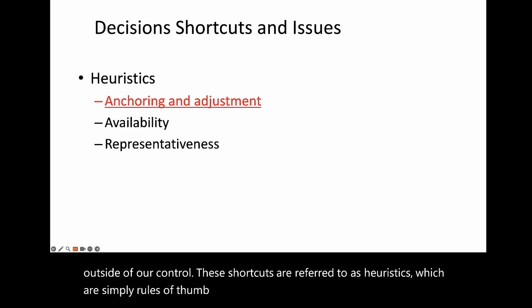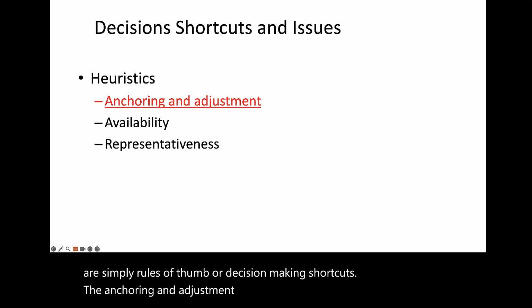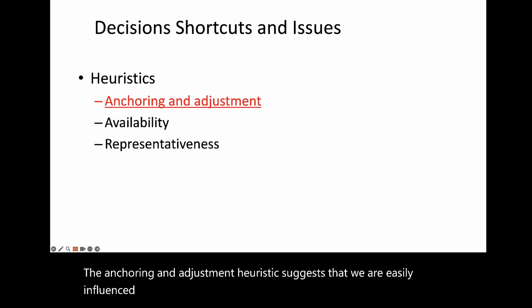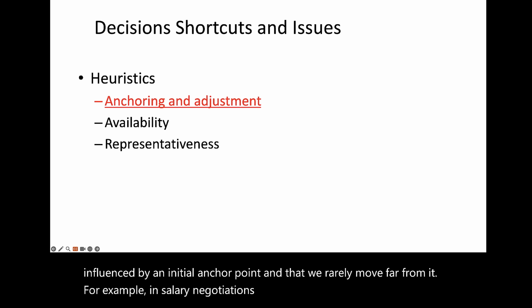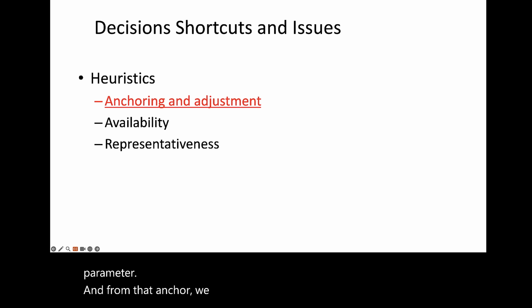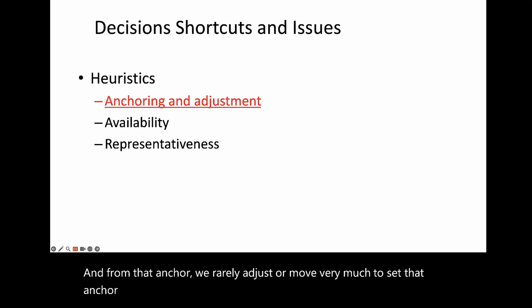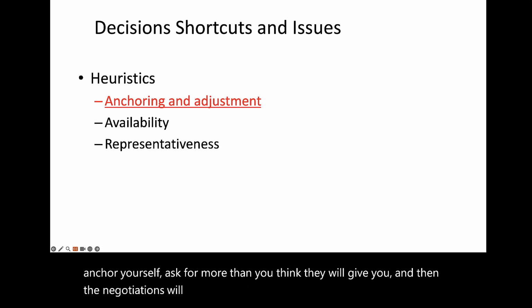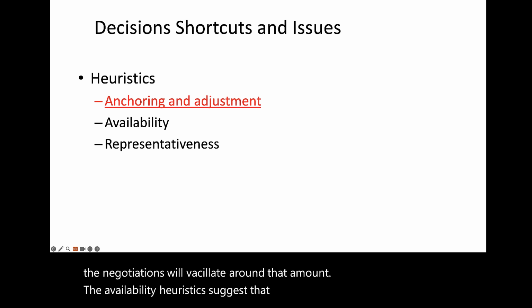The anchoring and adjustment heuristic suggests that we are easily influenced by an initial anchor point and that we rarely move far from it. For example, in salary negotiations, the starting offer sets the initial parameter, and from that anchor, we rarely adjust or move very much. To set that anchor yourself, ask for more than you think they will give you, and then the negotiations will vacillate around that amount.